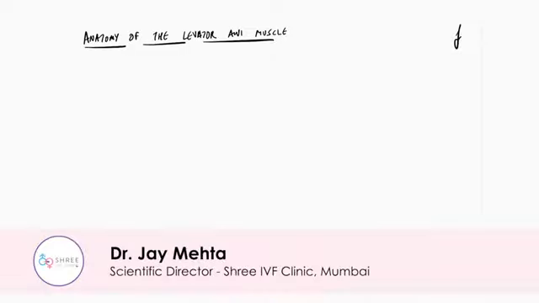Hi everyone, in this video we will be understanding the anatomy of the levator ani muscle. So let me just tell you that this is the lower part of the pubic symphysis. Let me just label it for you. And here on the top we have the sacral promontory.